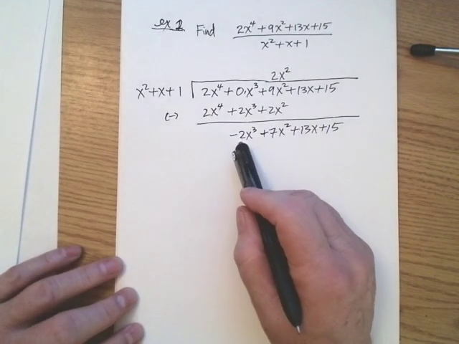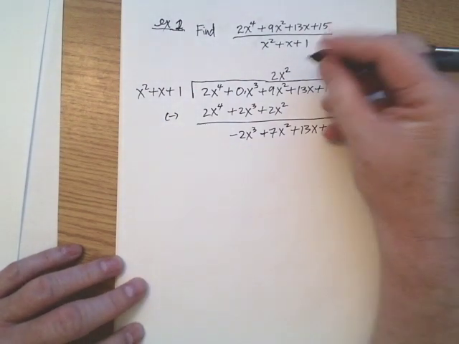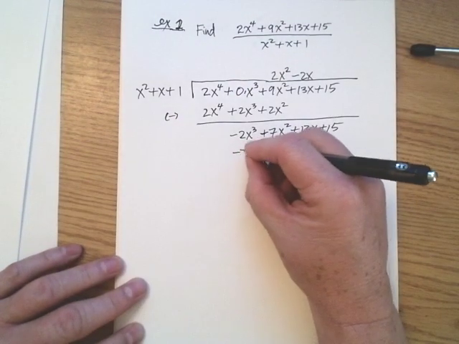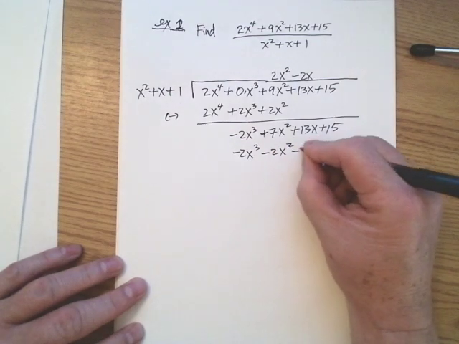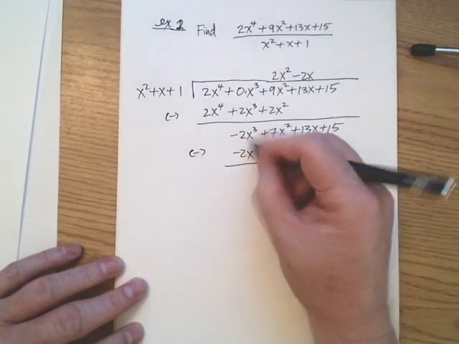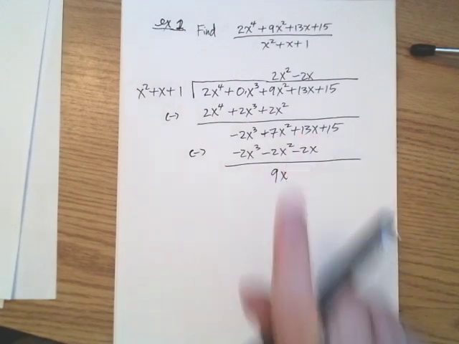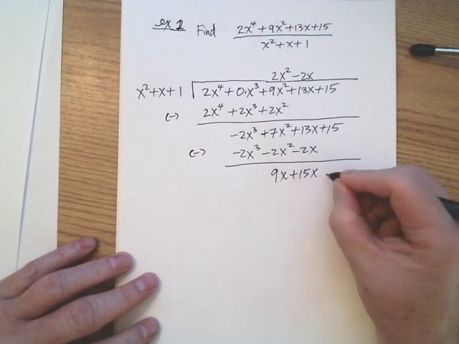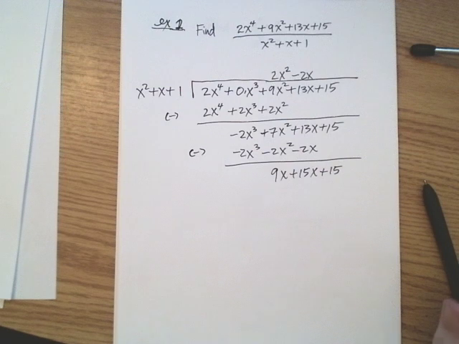Okay, now let's start over again. I've got negative 2x cubed divided by x squared. That's what? Negative 2x. Now multiply negative 2x everywhere: negative 2x cubed minus 2x squared minus 2x. Don't forget you're subtracting, so this should be pretty easy. I get 0 here, 9 here, and I get 15 here on the x, and 15 here also. Okay? All right.